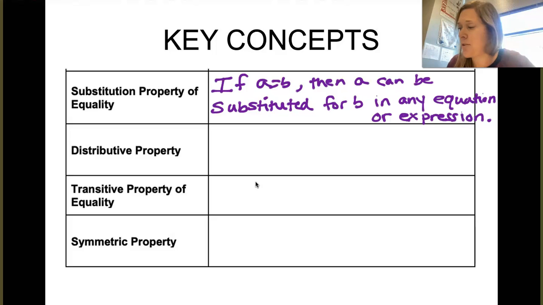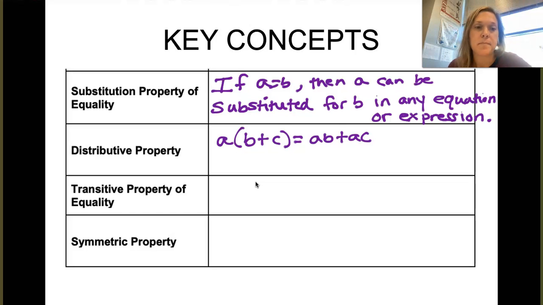Distributive property, you guys are used to distributive property, hopefully. So distributive property is A times the quantity B plus C is equal to AB plus AC. And some other ones that might be new to you guys are what's called the transitive property of equality and our symmetric property of equality.